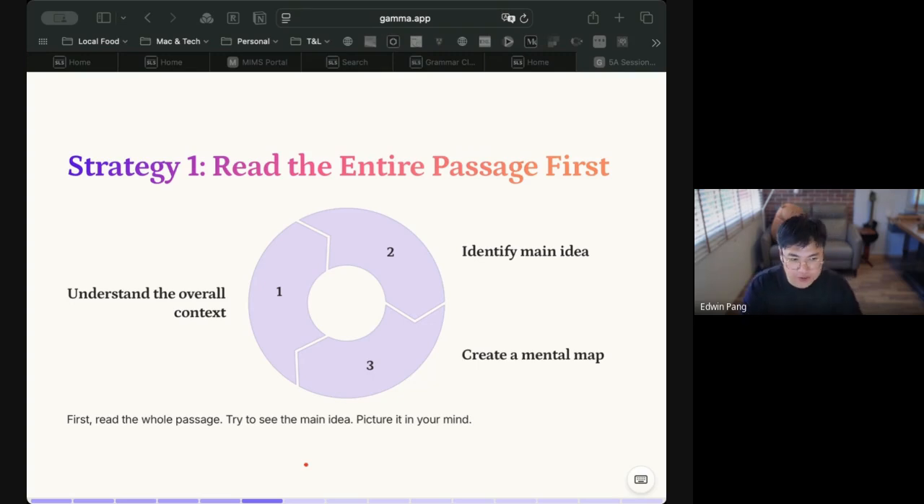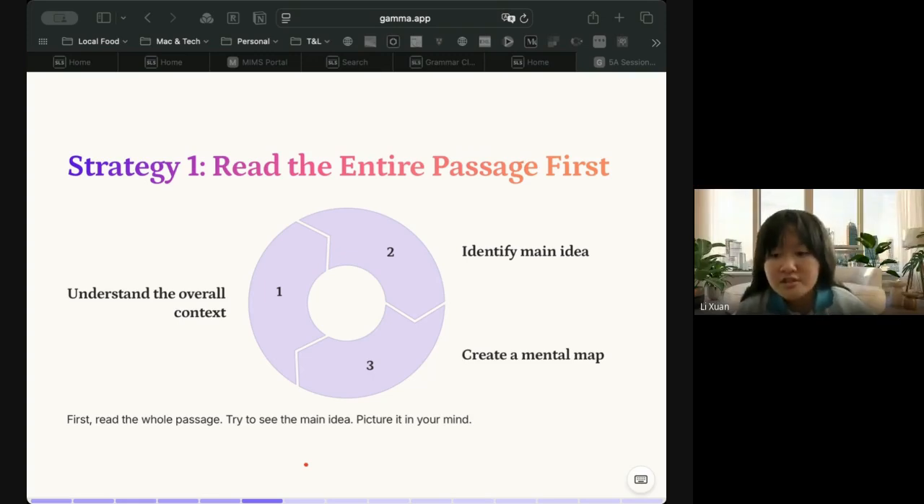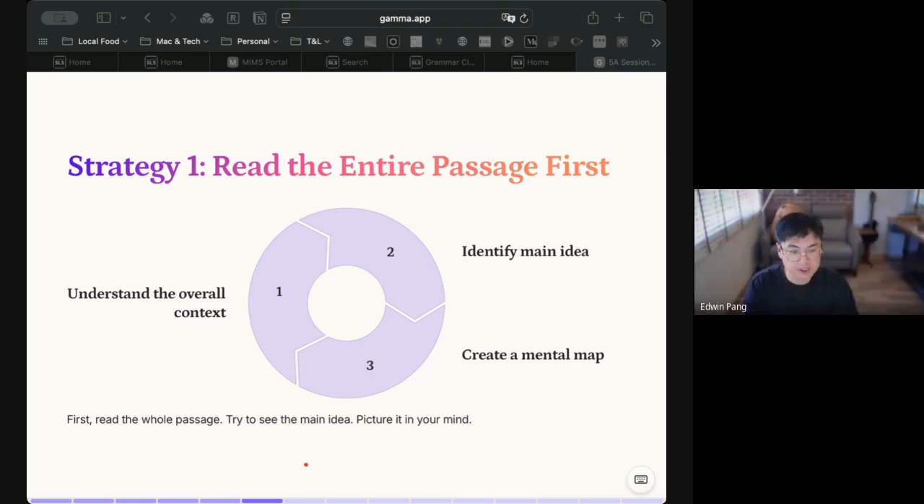Not quite, actually. Okay. Li Xuan, what about you? The first sentence. First sentence. Okay, yeah, everybody, please take note now.